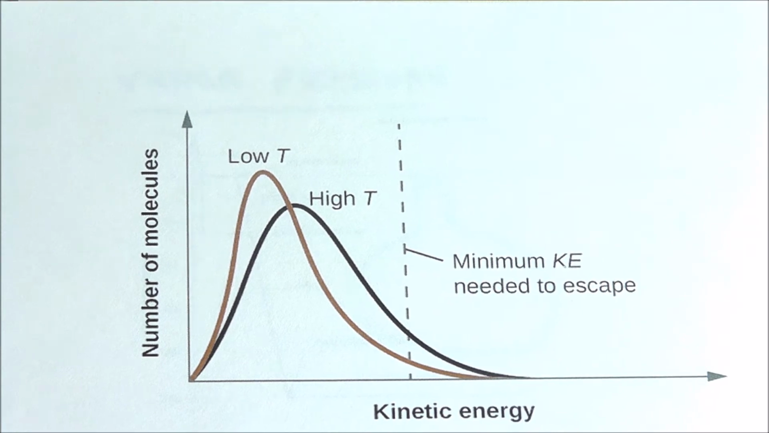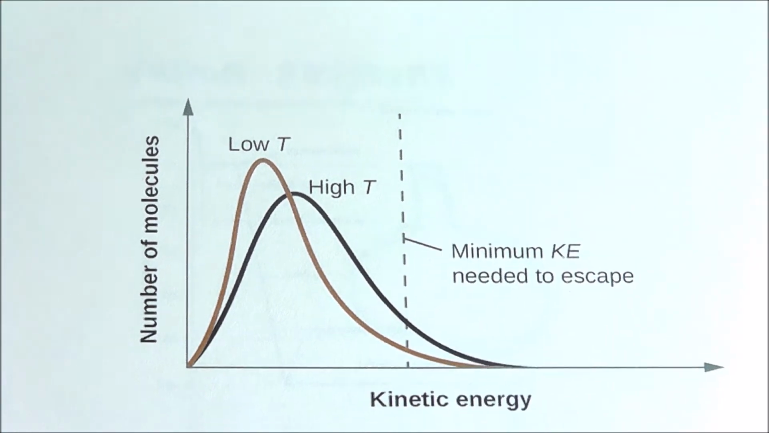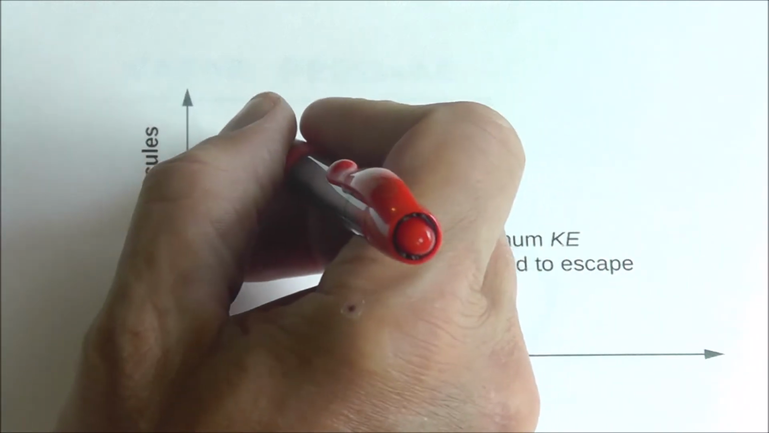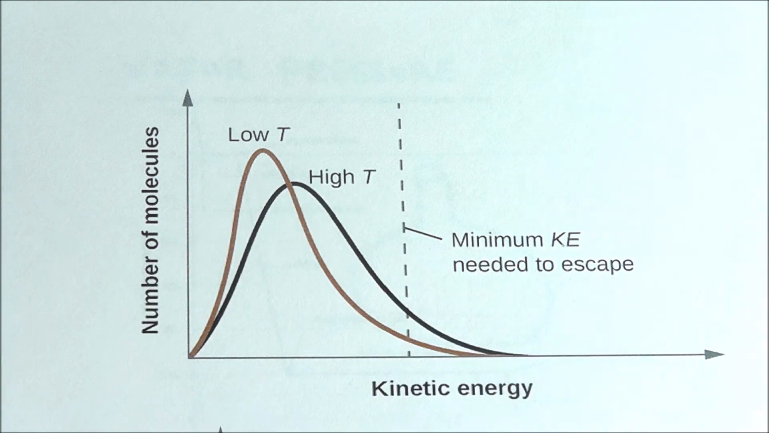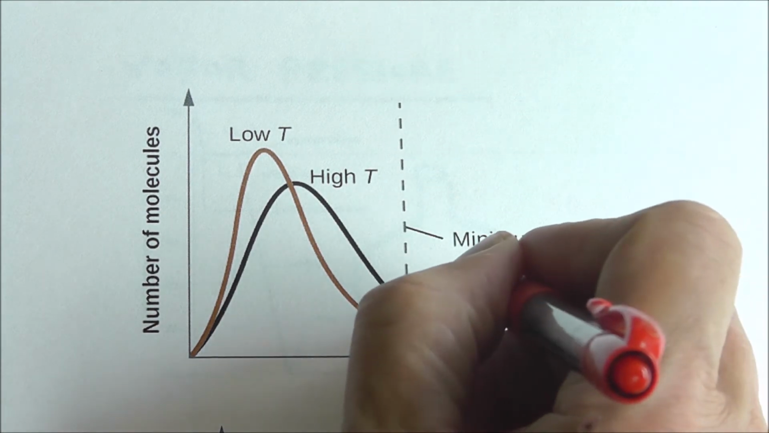So this is a plot of number of molecules. Let's call that pressure. And this would be kinetic energy. And you see where it says low T and high T. So let's say that this was room temperature, 25 degrees. And then you go and you jack up the pressure a little bit. Minimum kinetic energy needed to escape.